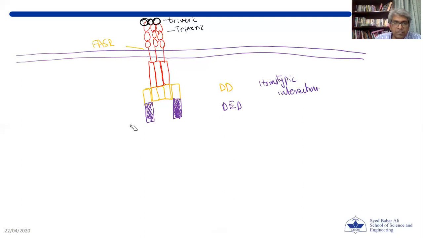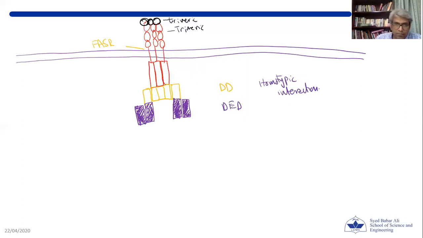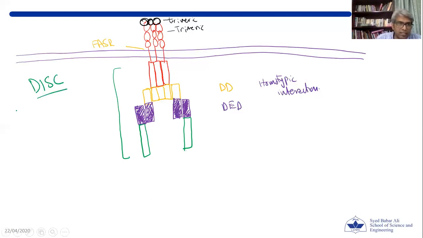On the previous slide, I described that caspase 8 and caspase 10 have a death effector domain at their N-terminus. This death effector domain then makes a homotypic interaction with the death effector domain of FADD. This is the caspase part, the catalytic part, that is also cleaved into two parts. This complex as a whole is called the death-inducing signaling complex that we talked about. So this is a death platform.